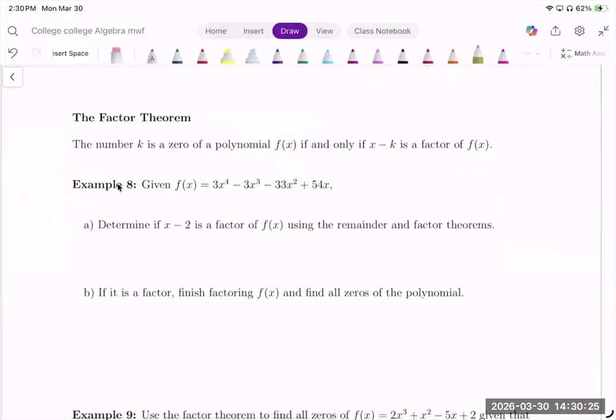So now the factor theorem. This is the one that is really just looping a bunch of information together. I think it's just a fun theorem that says, this is why we learn all of these things. So here we go. The number k is a 0 of a polynomial f of x if and only if x minus k is a factor of f of x.